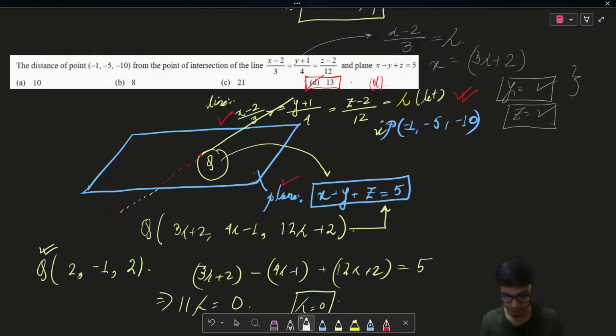Is it buffering? But I can see on my live stream it is properly going on. So I have my live stream open somewhere over here.